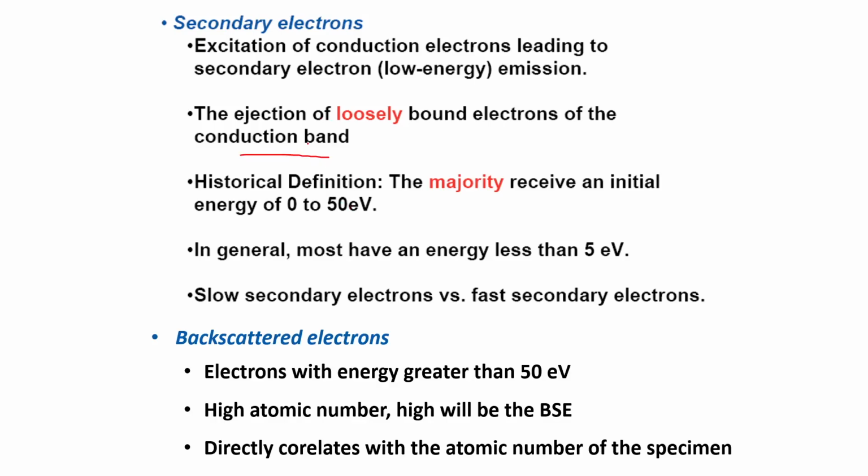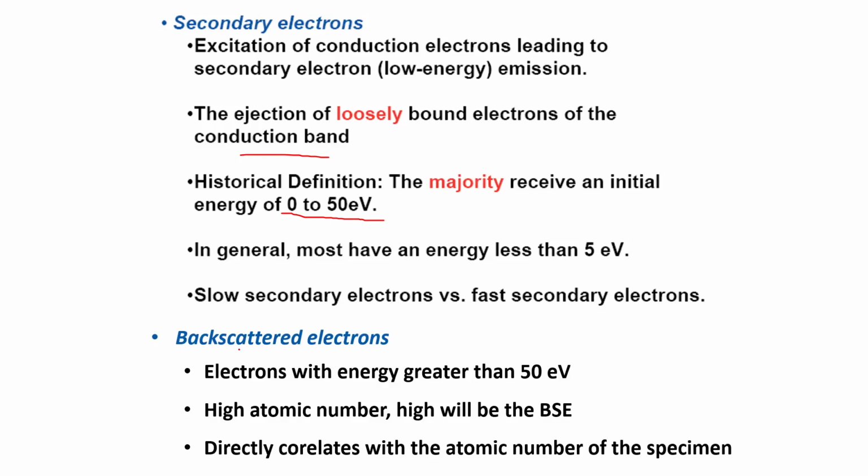This is a very raw definition, but it has been used from very long back, that the secondary electrons will be the ones which have energy from 0 electron volt to 50 electron volts, and mostly they will have energy much less than 5 electron volt, because they are due to electrons which are loosely bound to the system.